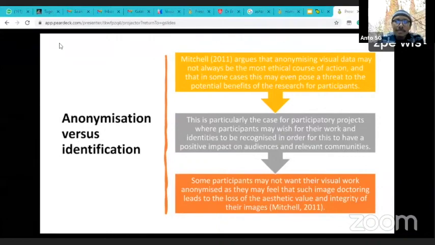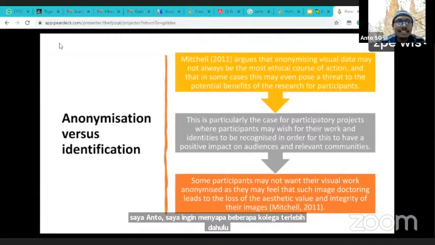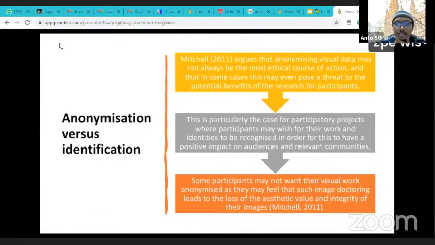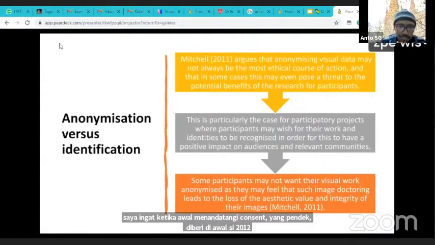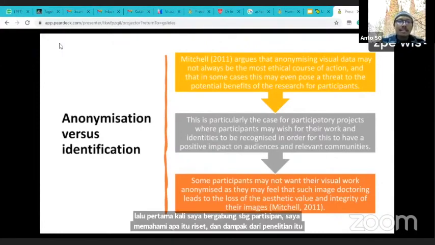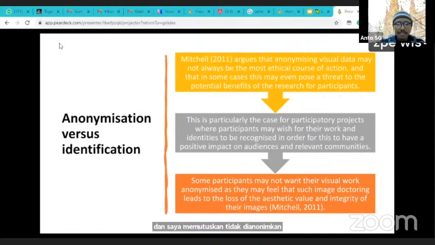First of all, I remember the first time when I signed the consent that you gave. I mean, the short version of the informed consent that I signed in 2012, the first time I joined as a participant. I know what research is, and I know the consequences of joining research, because I decided to not be anonymous, and I will show my identity. And because I have a voice to the world and want to talk about my experience, that's the one reason why I wanted to join the research then.